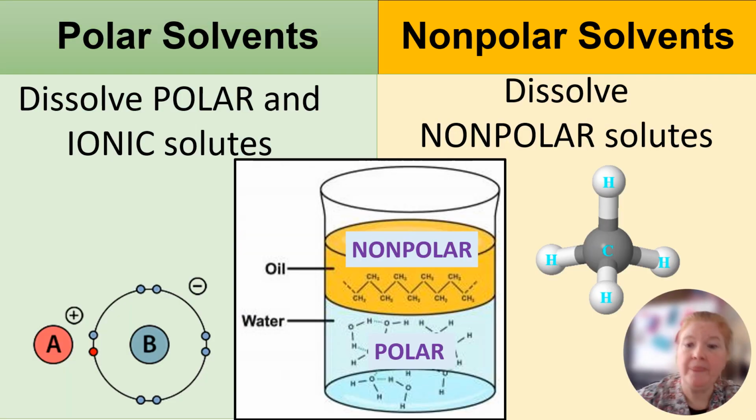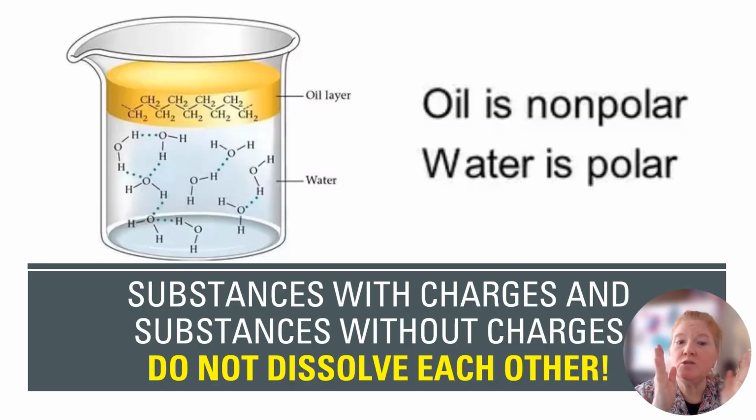How does that relate? Well, if I have a polar solvent, it is going to dissolve things with charges because polar has a charge. So it's going to dissolve anything that's polar or anything that's ionic. And if I have a nonpolar solvent, well, that doesn't have a charge. So it can only dissolve things that also don't have charges. So other nonpolar solutes. Okay, so this is why water and oil don't mix. Because water is polar and oil is nonpolar. Okay, so substances with charges and substances without charges do not dissolve each other. They don't mix. So polar has charge. It cannot dissolve in something that is nonpolar.